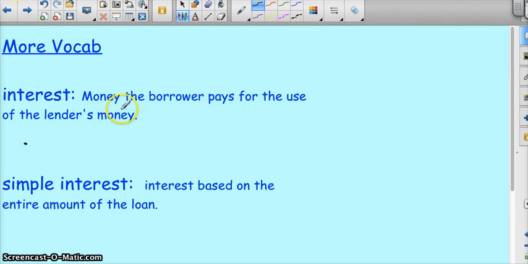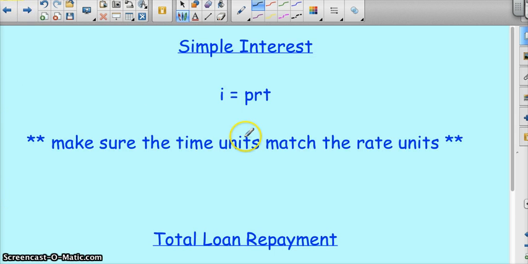Interest. Interest is money the borrower pays for the use of the lender's money. If they lend you $500 to buy a computer, you're going to pay back $500 plus interest. That interest is the amount of money that you're paying them for the use of their money. Simple interest is a formula. It's a basic formula that's used to find basic interest, and it is based on the entire amount of the loan. Now, the simple interest formula is I equals P times R times T.